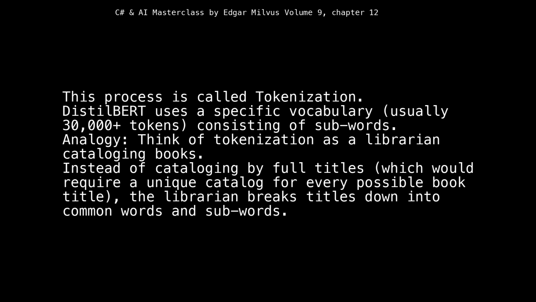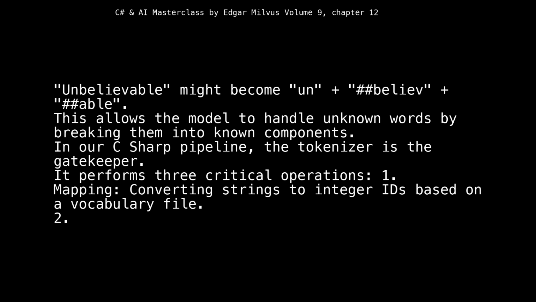Analogy: think of tokenization as a librarian cataloging books. Instead of cataloging by full titles, which would require a unique catalog for every possible book title, the librarian breaks titles down into common words and subwords. "Unbelievable" might become "un" plus "##believe" plus "##able." This allows the model to handle unknown words by breaking them into known components.